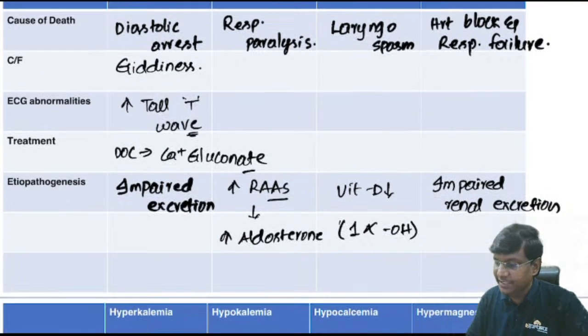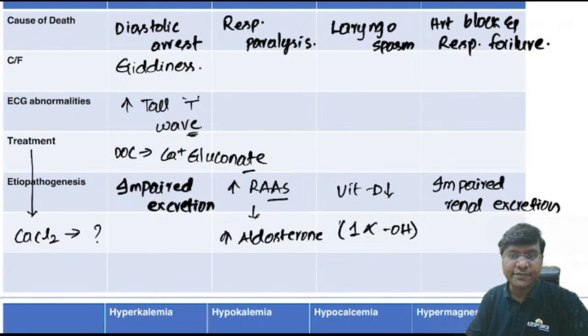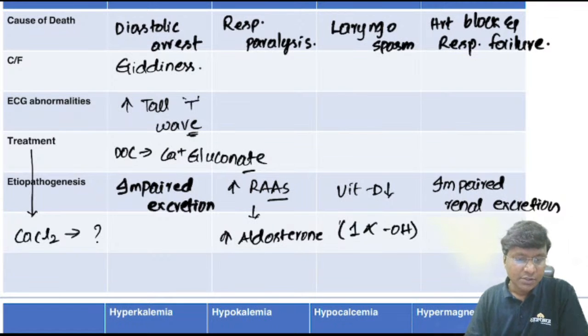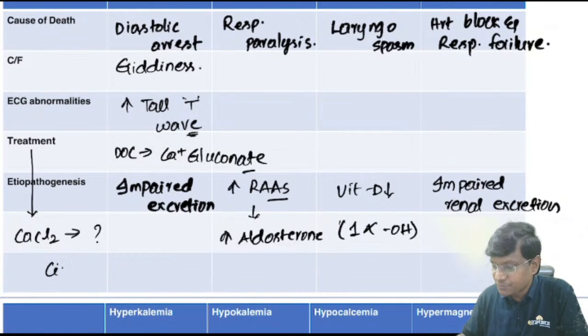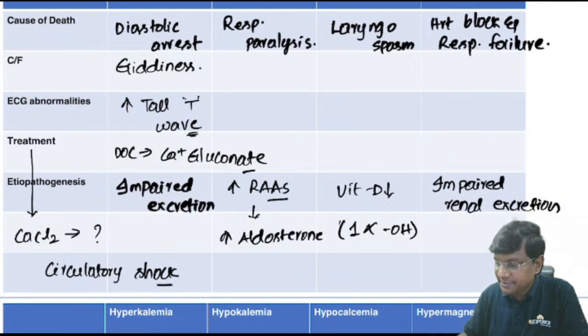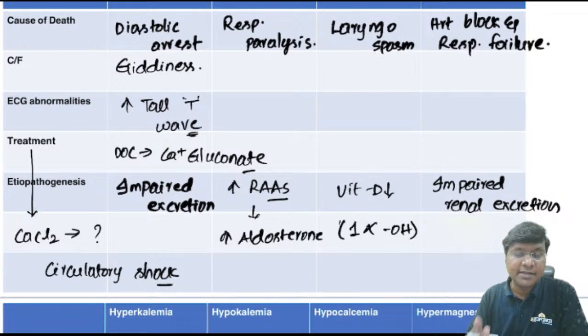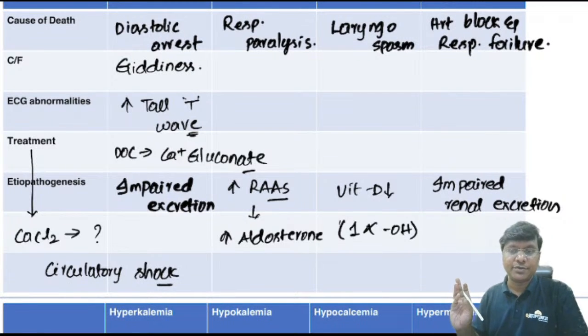Now, next to calcium gluconate in the treatment, the other important molecule is calcium chloride. Instead of calcium gluconate, what is the indication for giving calcium chloride? Any one of you? The indication is that a patient with hyperkalemia, if he has developed circulatory shock, then you have to give calcium chloride. Whenever you give it, the effect will last for nearly 30 to 60 minutes. So that is about when to give calcium gluconate and when to give calcium chloride.